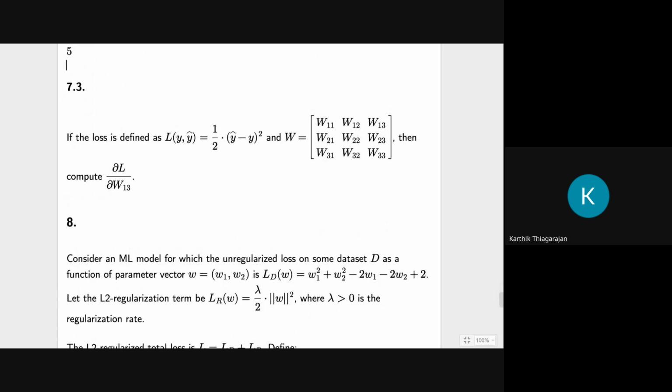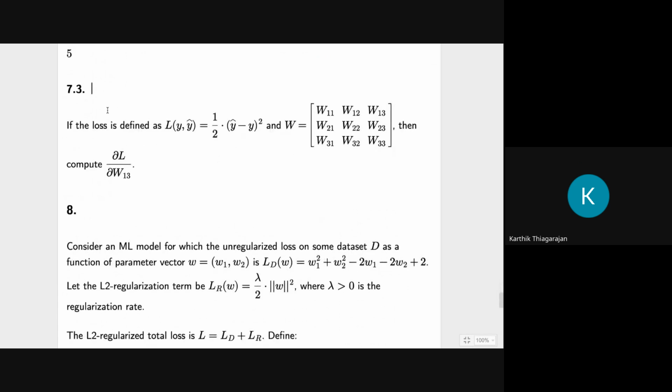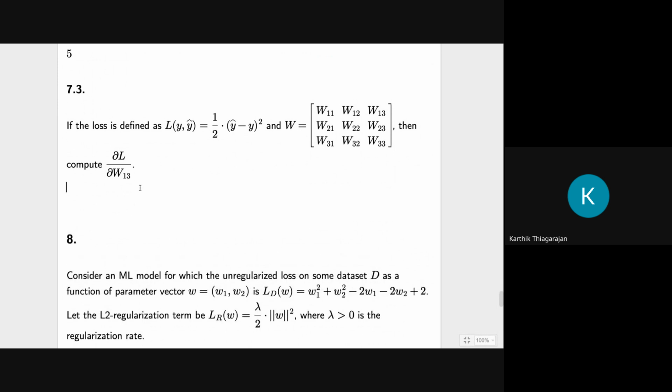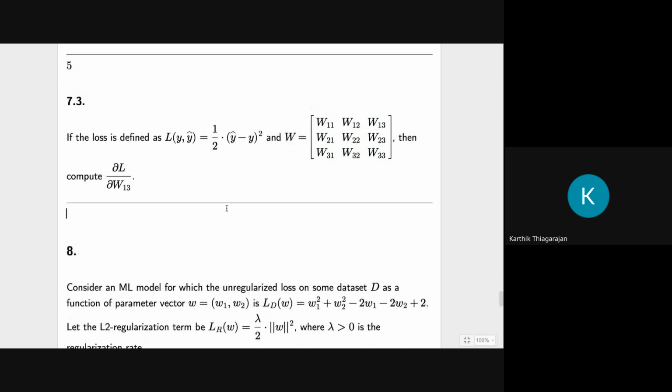Okay, these are all okay, right? If you have any question, you can stop me. Otherwise, I'll just go on. Okay, so what is this value? Dou L by dou W13. What did you answer?